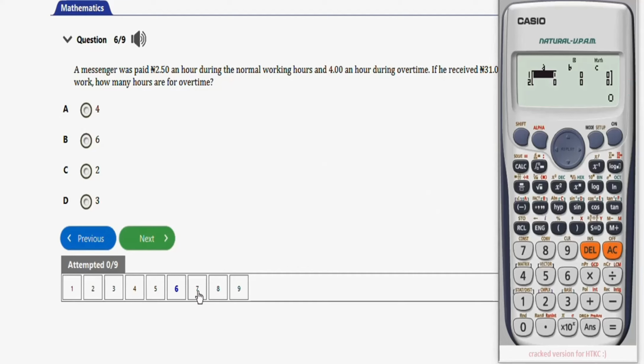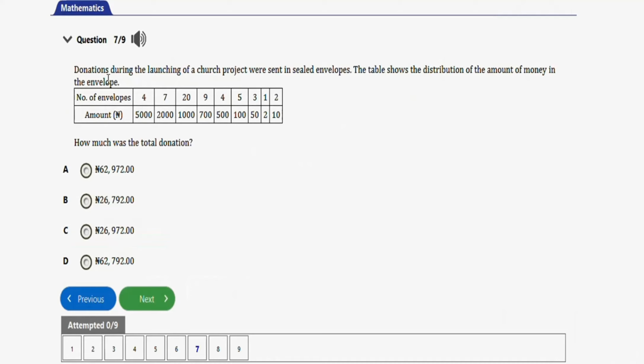The next question will be this one. It says, donations during the launching of a church project were sent in sealed envelopes. The table shows the distribution of the amount of money in the envelopes. How much was the total donation? So this is simple, guys. Let's use a calculator and solve this.